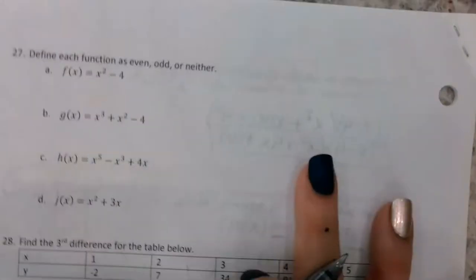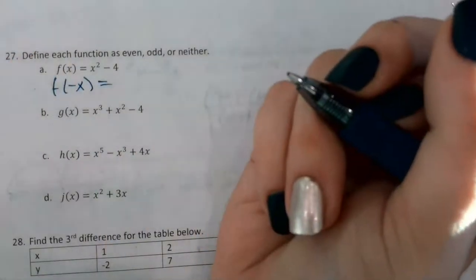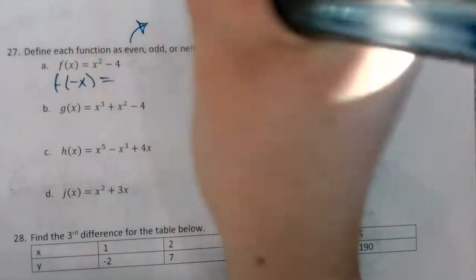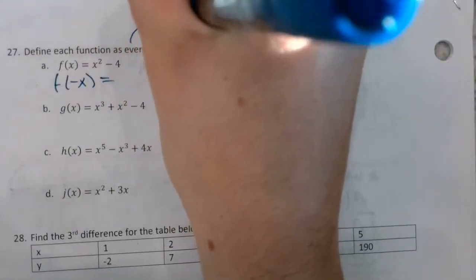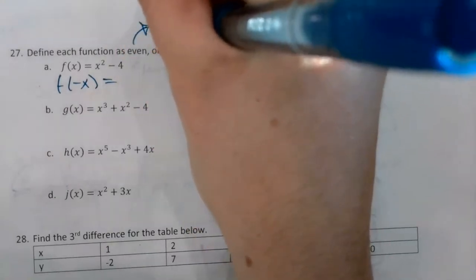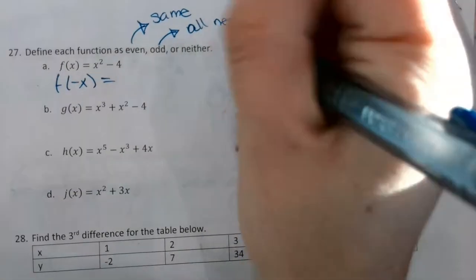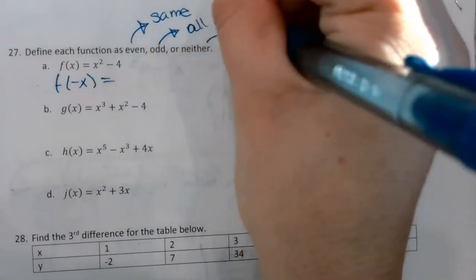Moving on, this one wants me to decide if they're even, odd, or neither. There's two ways. I can plug in -x, so I'll do the first two. Even is going to be the same. Odd is going to be all negative. And neither is going to be a mix.